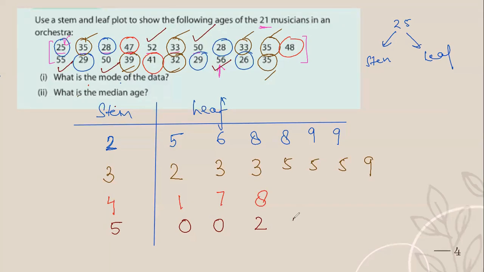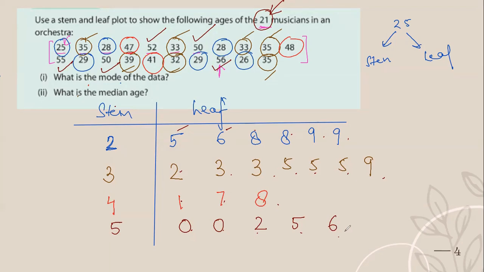Then 55, so 5 here, and then 56, 6 here, right? So the total observations are 21. So 1, 2, 3, 4, 5, 6, 7, 8, 9, 10, 11, 12, 13, 14, 15, 16, 17, 18, 19, 20, 21. It means my observations. Please remember, these are the number of observations, so it should be exactly the same as the given number of musicians. It means I have put down the data very correctly.